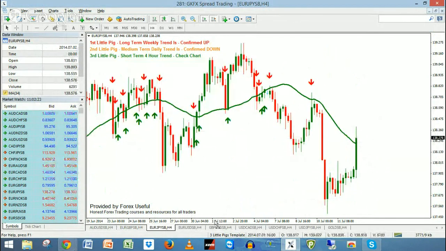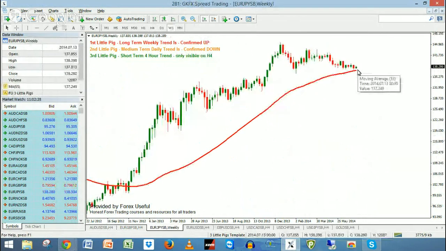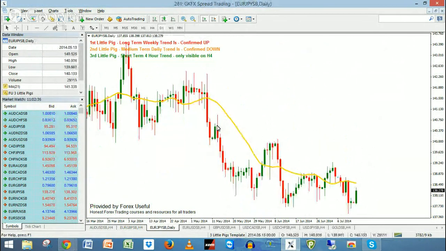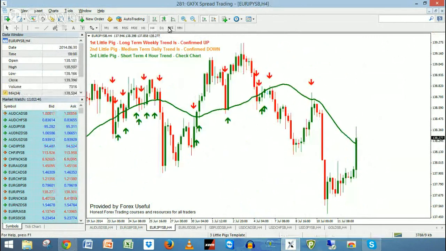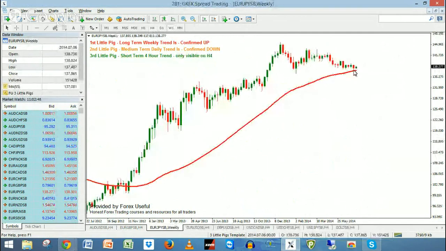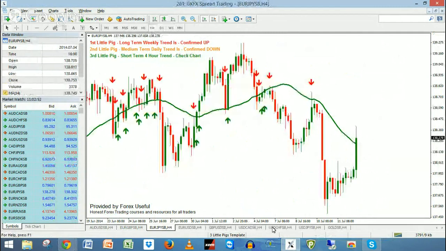Euro JPY, we're up and down here. I mentioned this last week: the long-term trend has been up for a long time, and on the daily we're in a bit of a downtrend. So just waiting for the daily to move up, and then we'll be looking for long signals on the 4-hour, or this weekly will roll over and then we'll be looking for short trades for the first time in a couple of years.